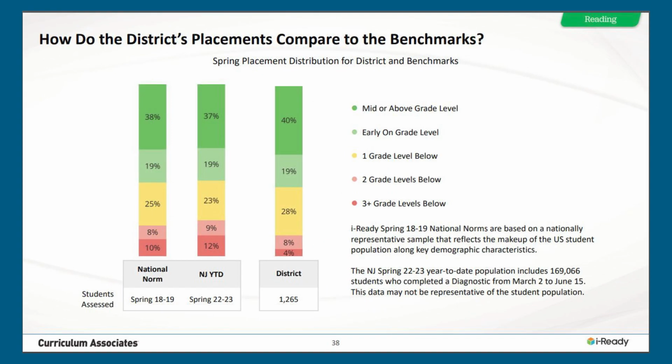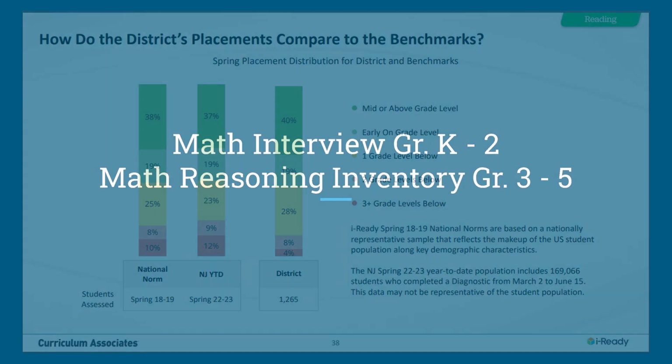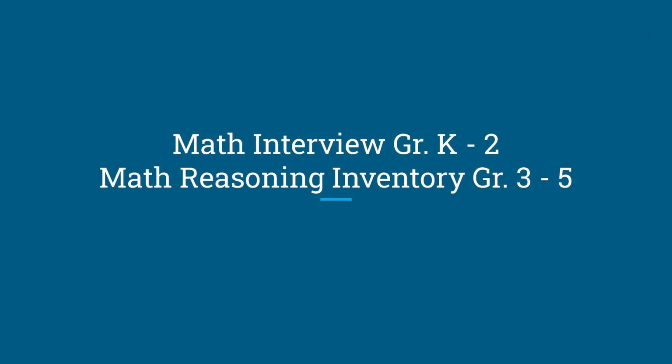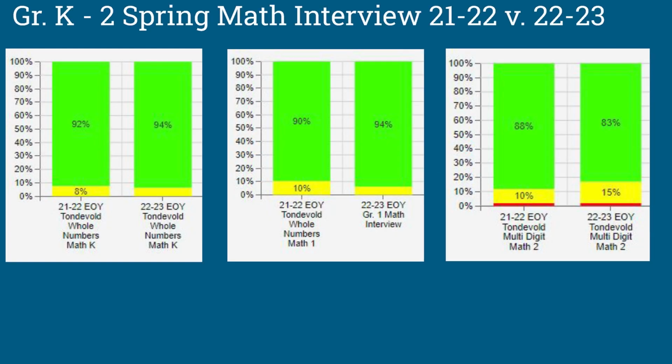How did we do compared to the state and the national norms? We did better than we did if we compare it to the state and the national norms for the end of the year. Looking at our math reasoning inventory and our math interviews. So math interview is K to 2, math reasoning inventory is grades 3 through 5.